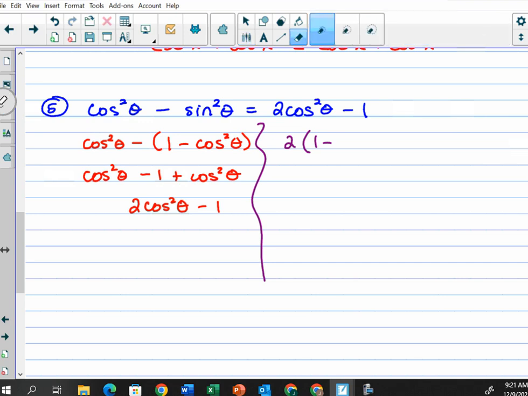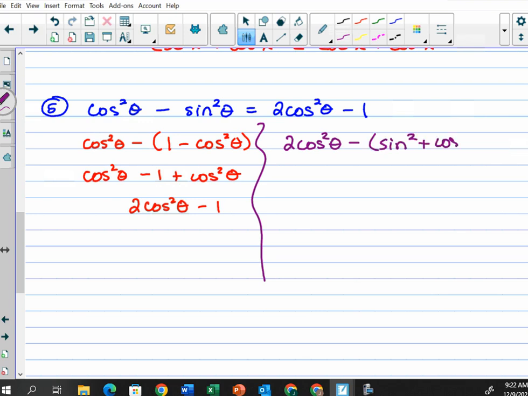Ooh, we could do this. Is this an example of taking the long way? Just a different way. You could do that. Replace the 1 with sine squared plus cosine squared. Yeah, and then you'd have 2 cosine squared minus sine squared minus cosine squared, and then you're done. So it just depends on how you think.